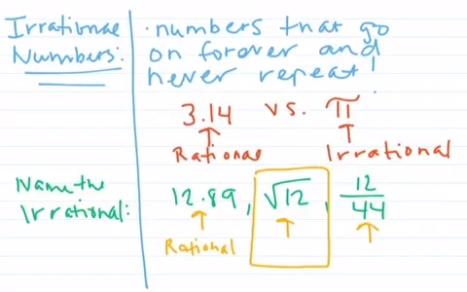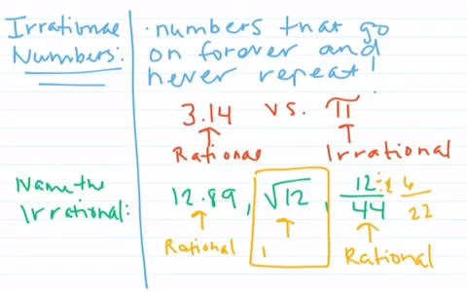12 over 44, that's a fraction. Is it simplified? No. Do I need to simplify it? Not necessarily. We can, and it'd be 6 over 22, because we can divide by 2. Now that's simplified. But again, we learned yesterday, this is a ratio of two integers. It's a fraction. So this is also a rational number.